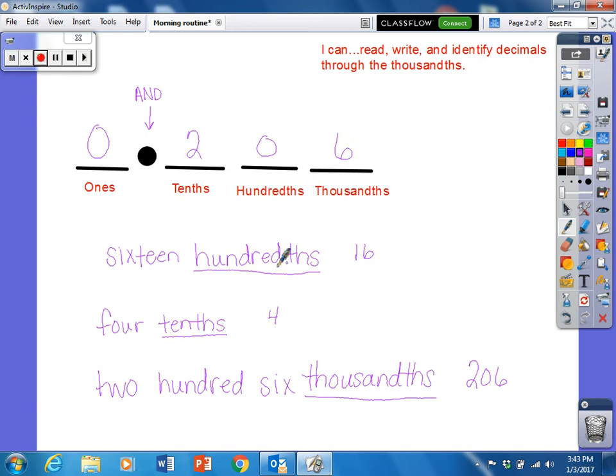Remember, whatever place value is in your number, that's where your number ends.